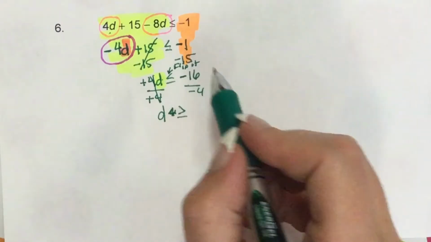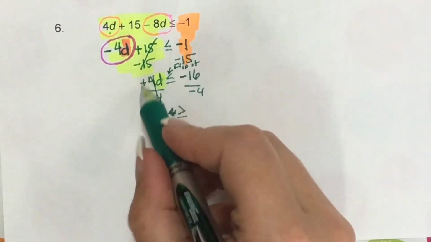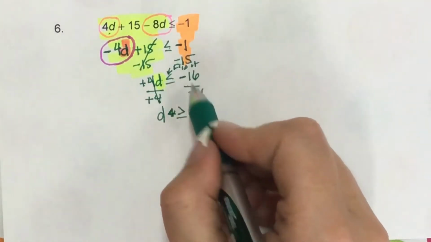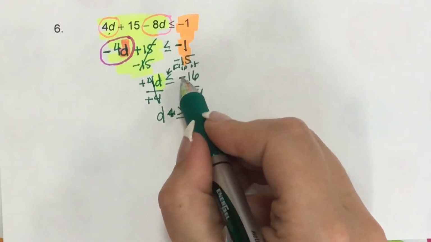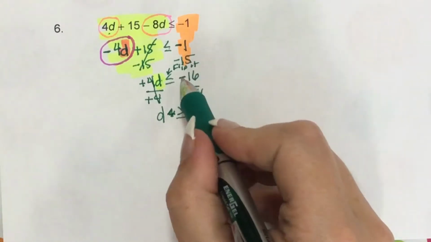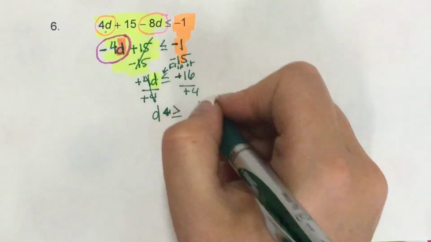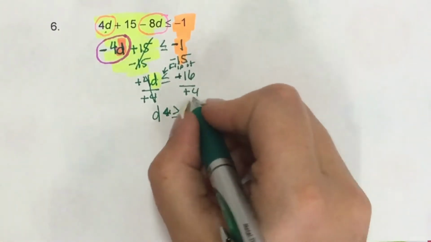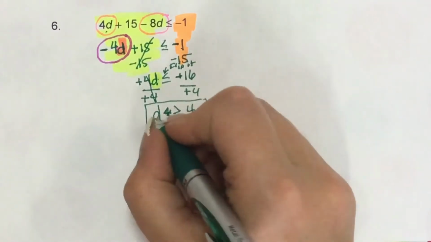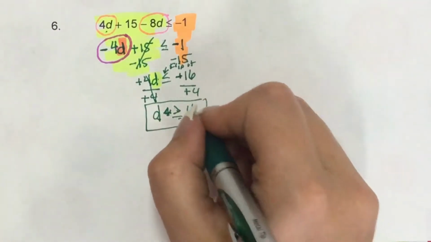Woohoo, we did it. Okay, so we simplified that. D is by itself. Now we need to simplify this side right here. Negative 16 divided by negative 4. A negative divided by a negative is a positive. 16 divided by 4 is 4. So there we have our answer right there. D is greater than or equal to 4.